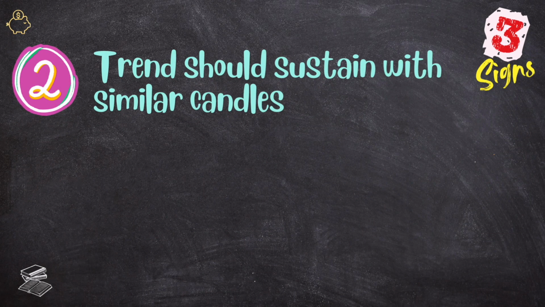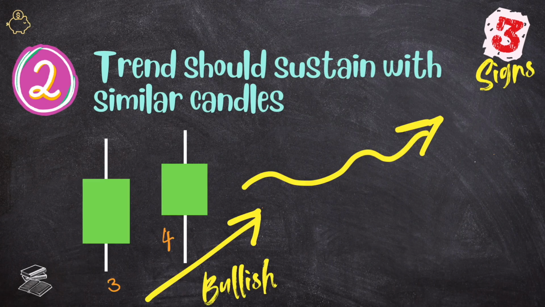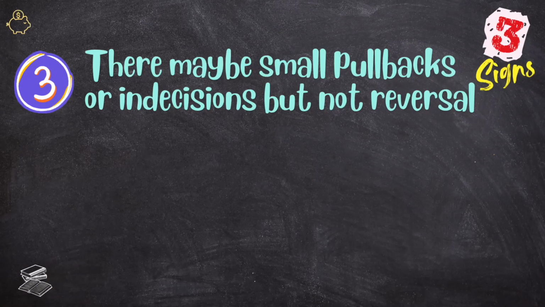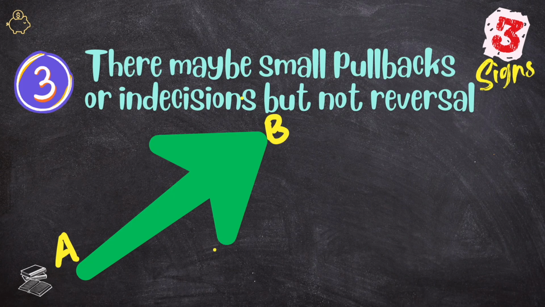Some people also call this trend continuation, where following the first 2 or 3 candles, we see more candles of the same trend, which do not have to be strong candles, not necessarily a shaved bottom or shaved top candle, but they need to be in the same direction, indicating that the trend is showing signs of continuation. This takes us to the final step of our approach, which is that the trend should only show signs of a small pullback or indecision, but not a proper reversal.